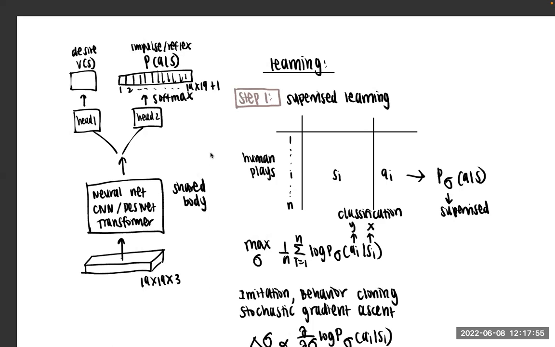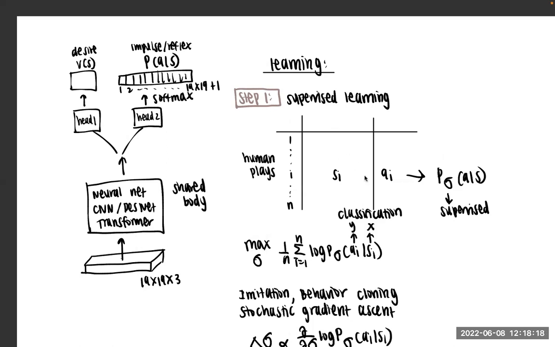So we can do this in several steps. In the first step, we do supervised learning. We learn from human players. And in AlphaGo Zero, they actually remove this step. But for the purpose of teaching reinforcement learning, I think it is better to start from AlphaGo, the original version, where you learn from the human players.